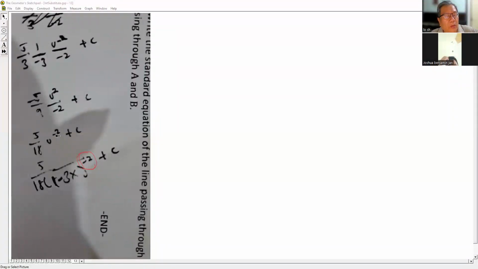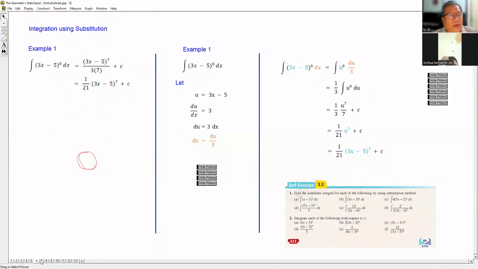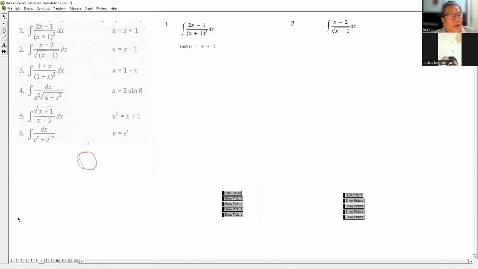When you put the u at the bottom, no more negative sign. It's just 2 only, no more negative 2. If you put it at the top, then it's negative 2. If you put it at the bottom, then no more negative 2. Okay, so we continue with integration using substitution.